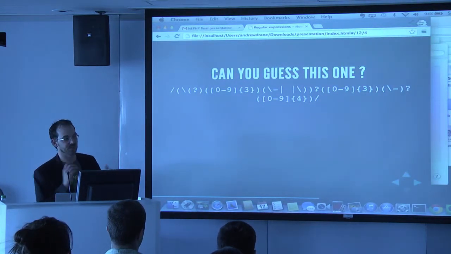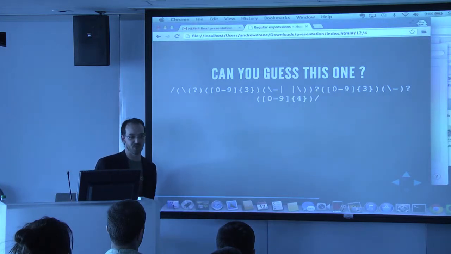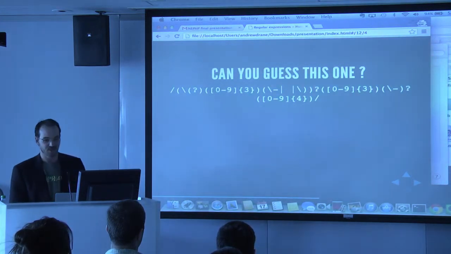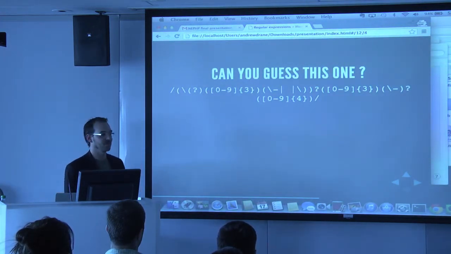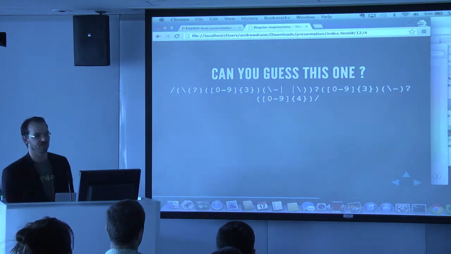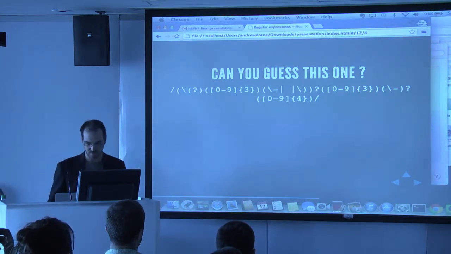So can you guess this one? This is one of the two that I showed you at the beginning. Now that you're all experts once again, you still can't read it, because you have to think a little bit about it, actually.